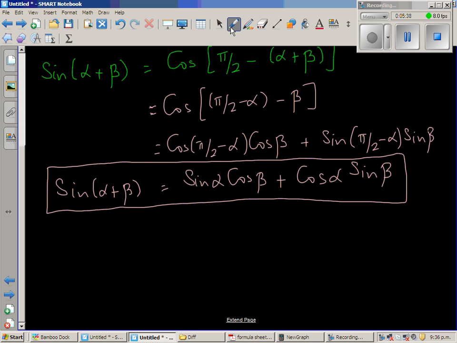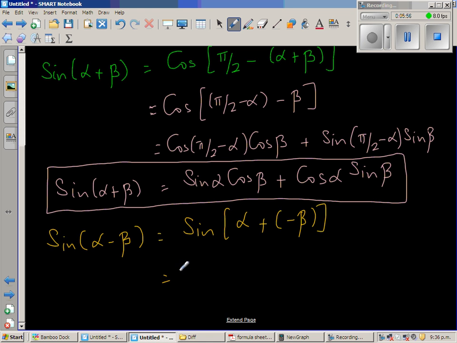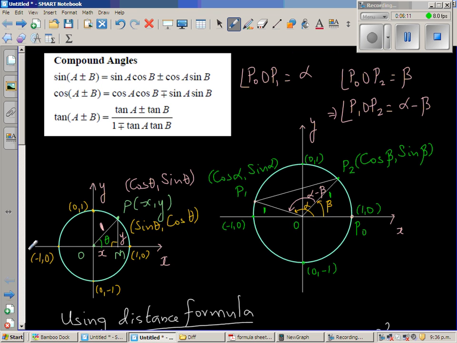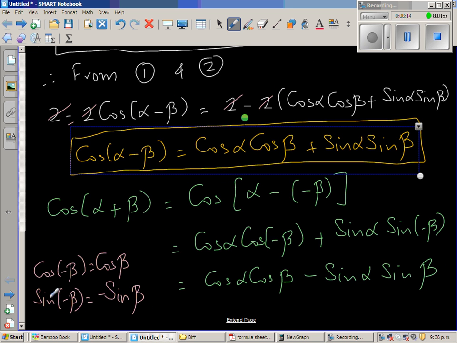So let us use this to prove sine alpha minus beta. Sine alpha minus beta can be written as sine of alpha plus negative beta. Using this rule, I can say this is sine alpha cos negative beta plus cos alpha sine negative beta. Now in the previous video, if you remember, I showed you that cos negative beta is cos beta and sine negative beta is minus sine beta.